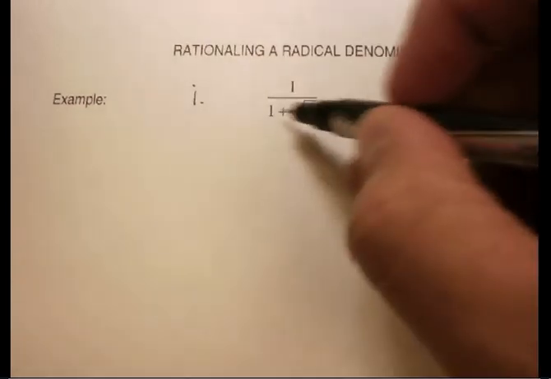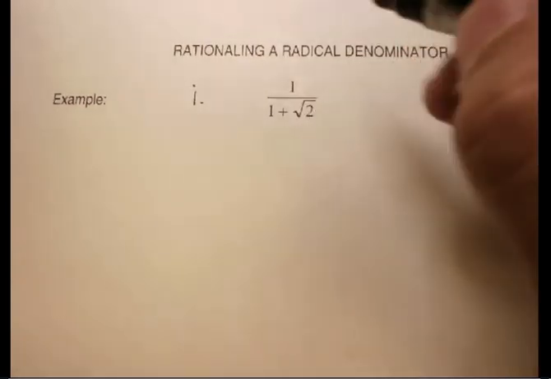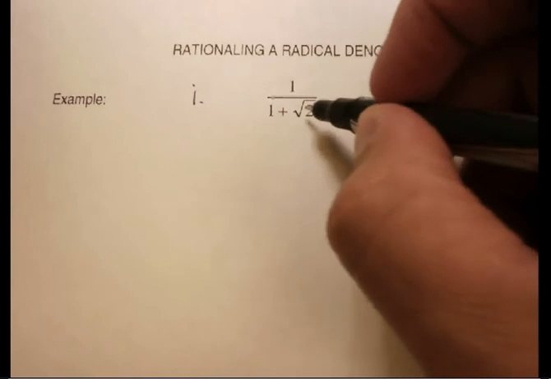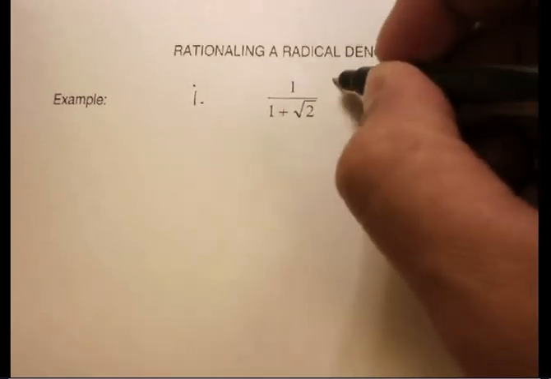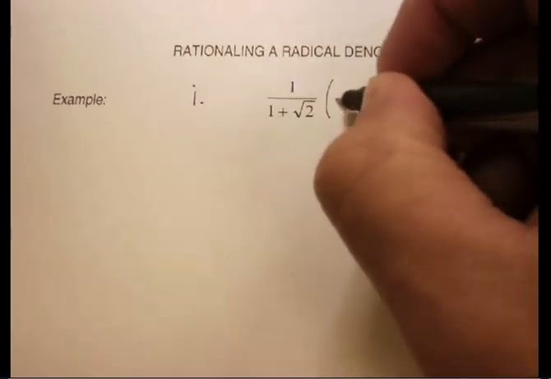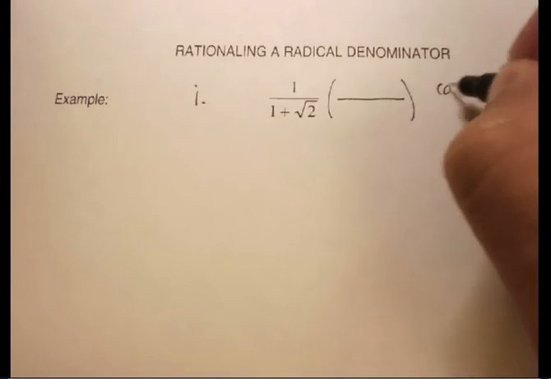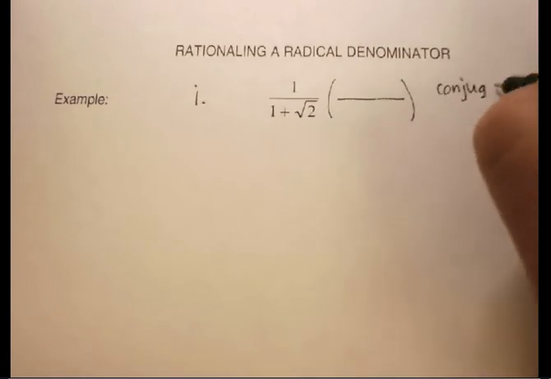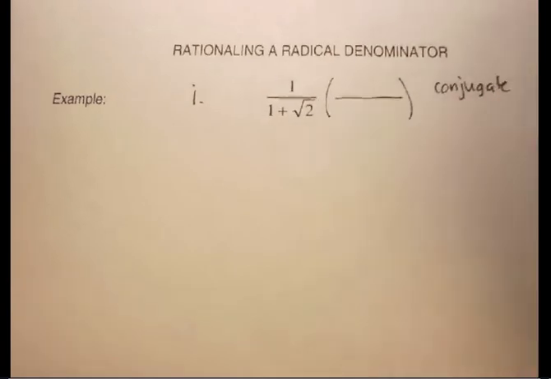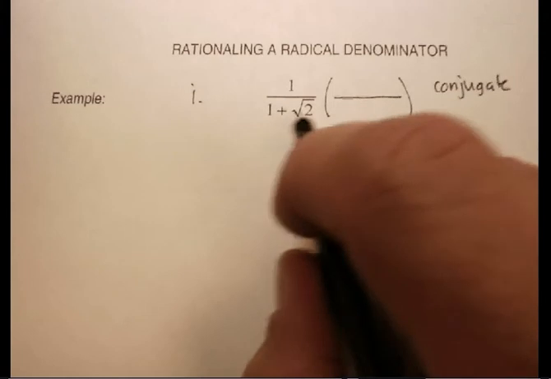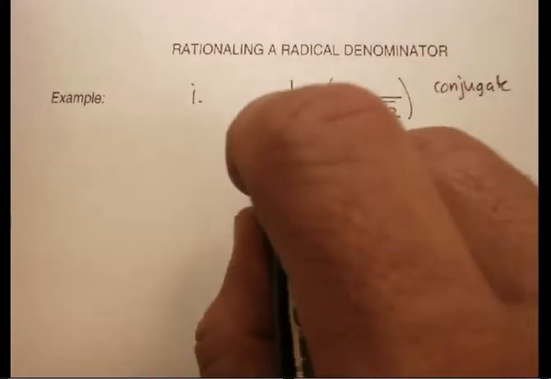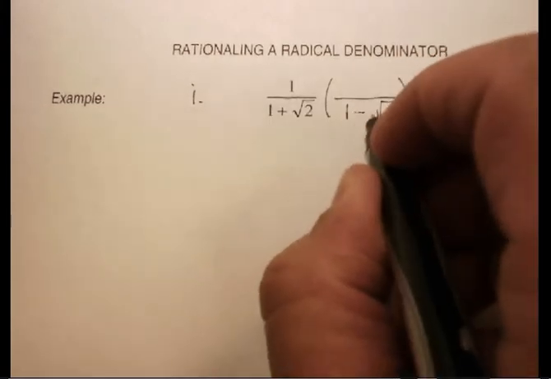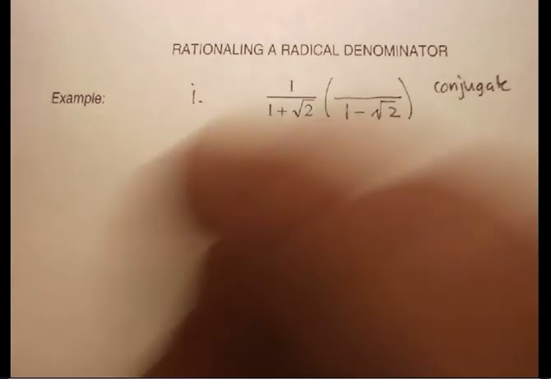Whenever you see a binomial in a denominator and you need to rationalize, and that is to get the radical out of the denominator and put it up in the numerator, you multiply by what's called the conjugate. Let me write that out. Conjugate. The conjugate basically is the same terms that exist here, 1 and radical 2, but the sign in the middle changes to the opposite, so it would be 1 minus radical 2.